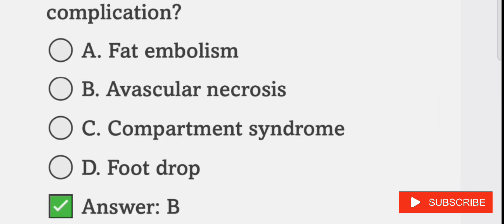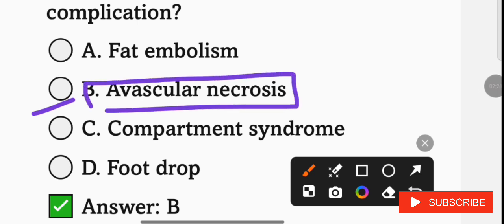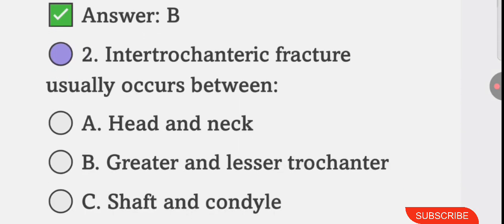AVN is a major complication seen in neck of femur fractures because the blood supply of the femoral head mainly comes from the retinacular arteries, and in neck of femur fractures these vessels get damaged. When the blood supply reduces, bone tissue dies. That is called AVN, or avascular necrosis. So the common high risk of neck of femur fractures is AVN. Option B is the correct option.